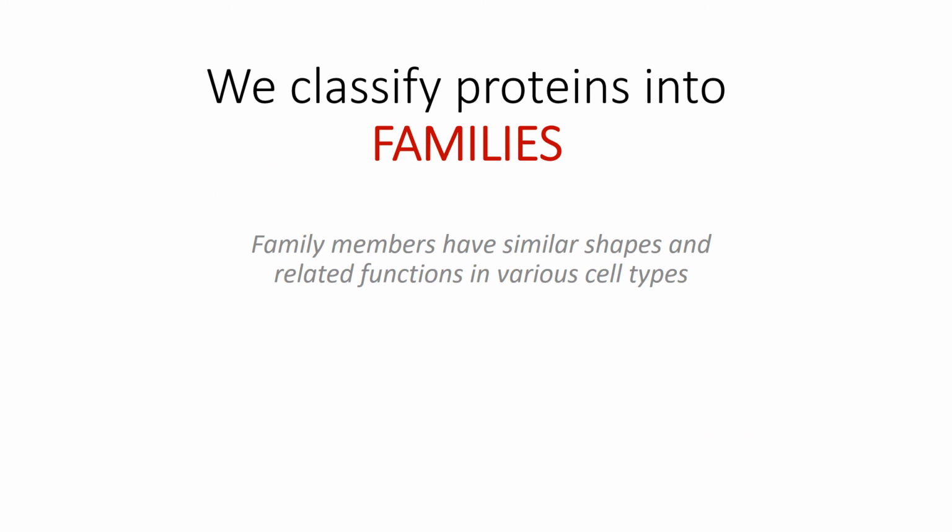Proteins have many different functions as a whole, but a lot of the thousands of proteins can be grouped together according to similarity of function, which of course corresponds to similarity of structure. So these groups of proteins we would call families. They have similar shapes and related functions. They may be found in different cell types or in different kinds of organisms.